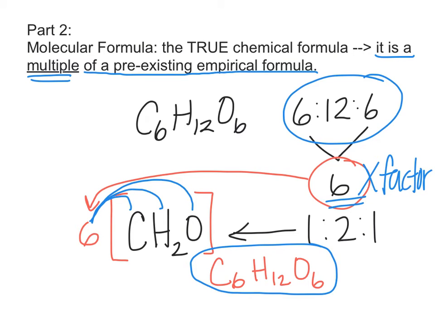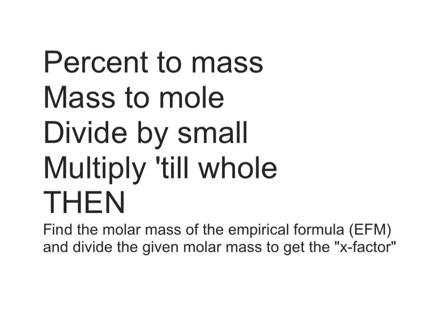And that doesn't mean I'm going to sing for you, but I'm going to show you how to find that X factor so that we can find our molecular formula. When we find our molecular formula, we're going to start off pretty much the same as we did before by finding the empirical formula. So we're going to use our steps again: percent to mass, mass to mole, divide by small, multiply till whole. Remember that sometimes we won't use step 1 and step 4.